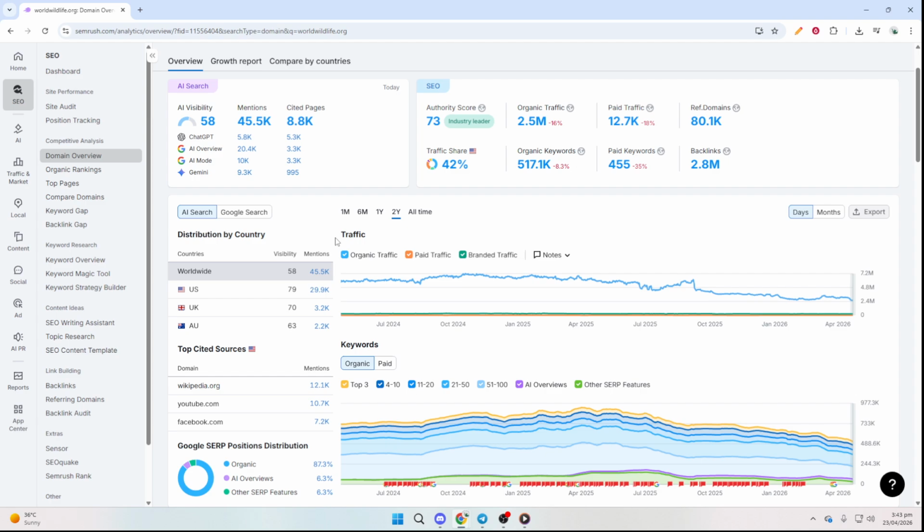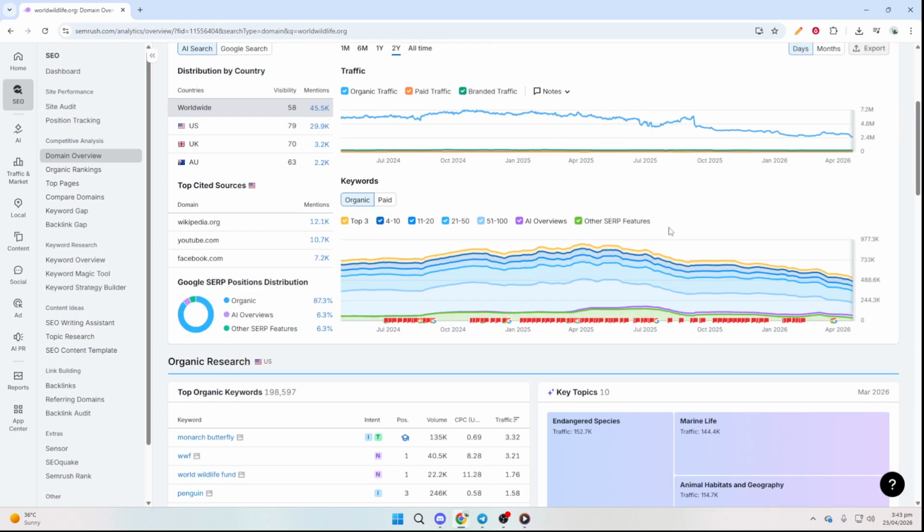Next, study the traffic trend graph. Look for consistent growth, seasonal dips, or sudden spikes that might coincide with campaigns or algorithm updates. A stable upward trend often signals effective content and link building. A decline may suggest opportunities to outpace them with fresher content or stronger technical SEO.